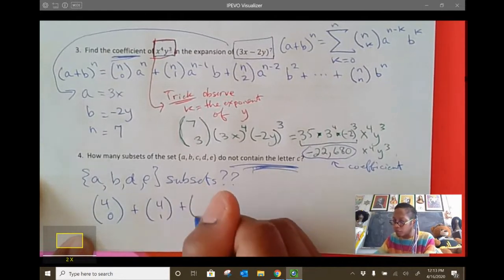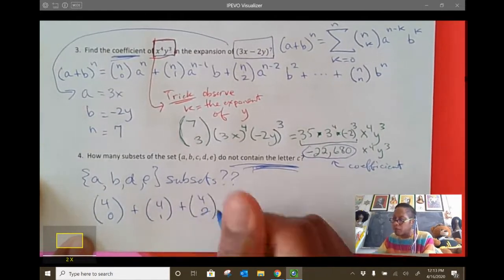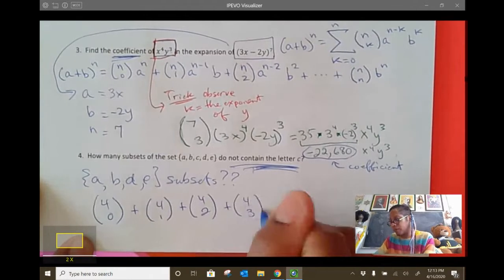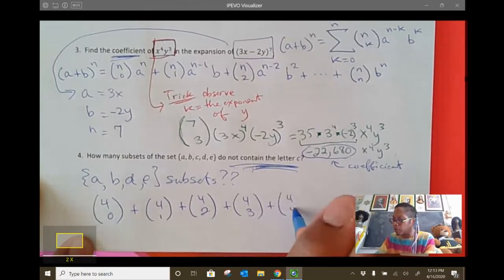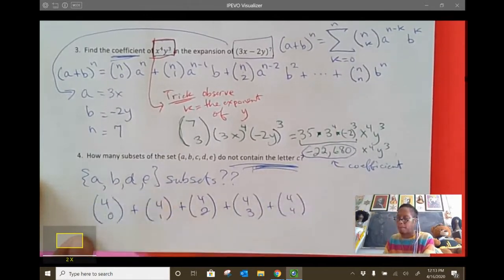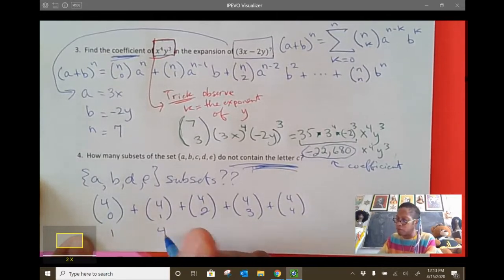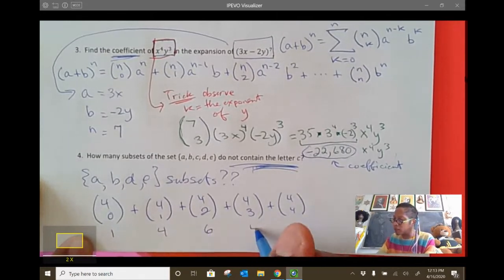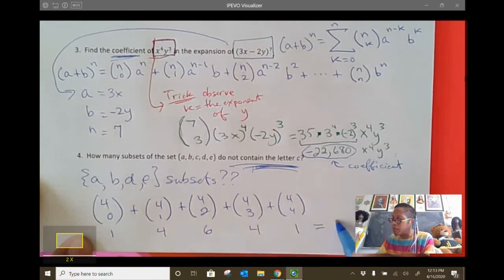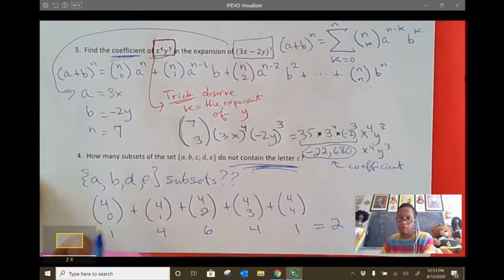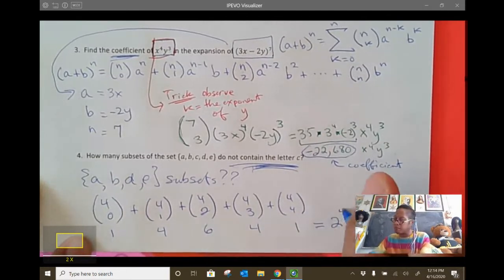Or I can choose two of the four, or I can choose three of the four, or I can choose all four of the four, which is exactly this one set. So these numbers by Pascal's triangle are 1, 4, 6, 4, 1. I can either add them up or note that the fourth row of Pascal's triangle sums to 2 to the power of 4, which is 16.